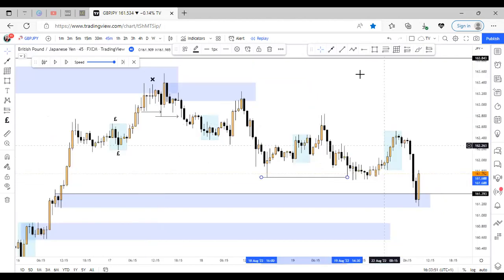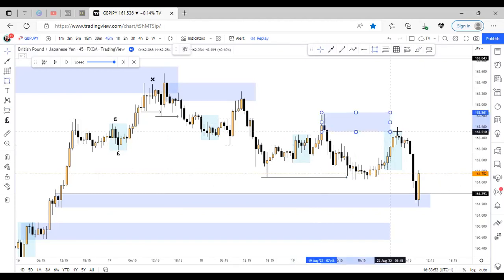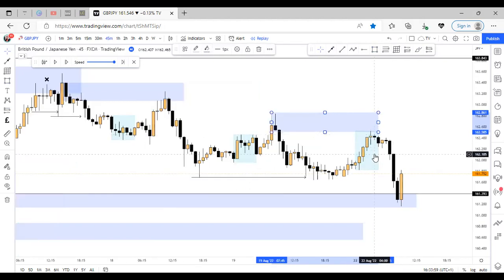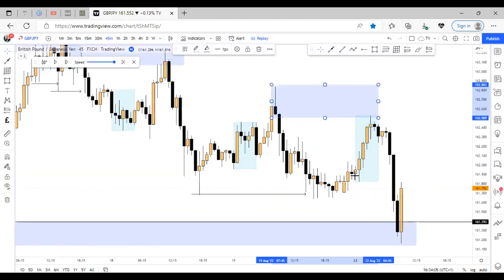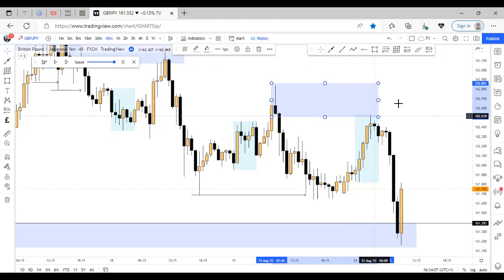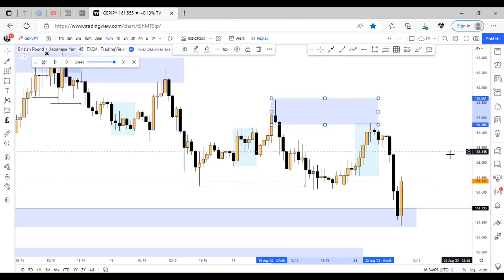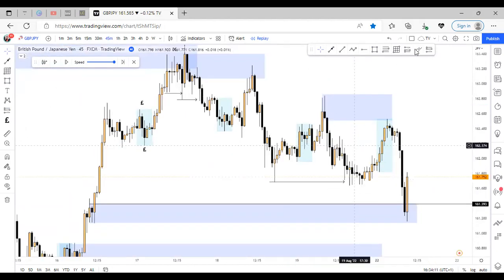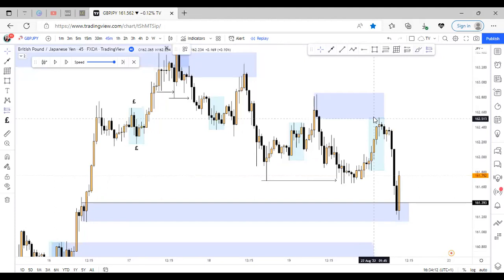Okay, so I think this happened during Asian session, and I do not trade during Asian session. Asian session is night time in my country, so I don't trade Asian session. This retracement happened during the Asian session, but if it was during the London or the New York session, I would have taken a sell trade from right here.